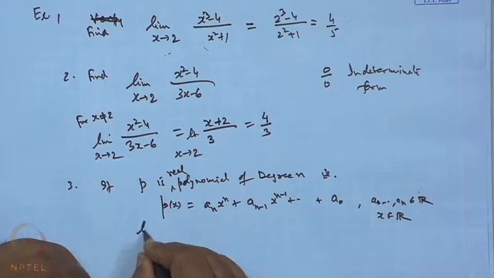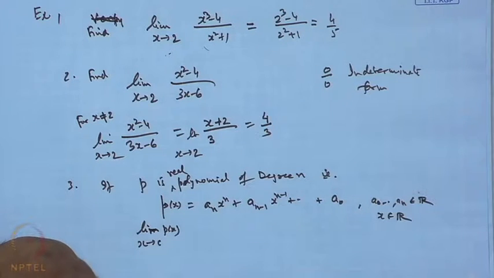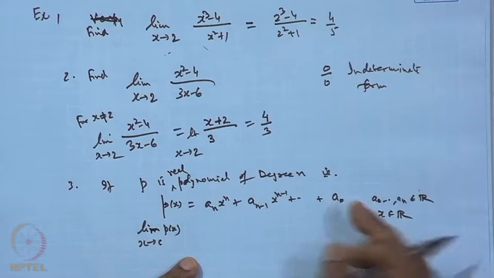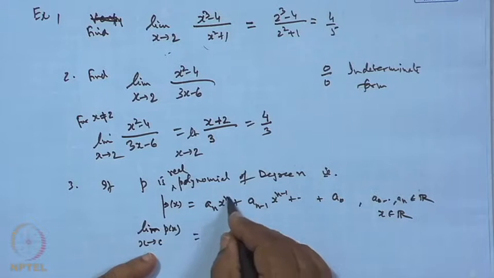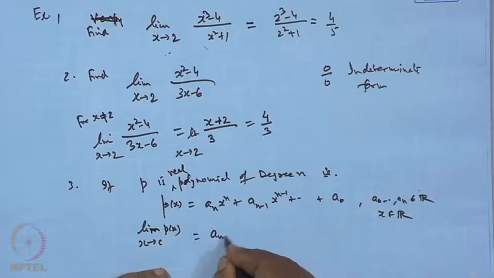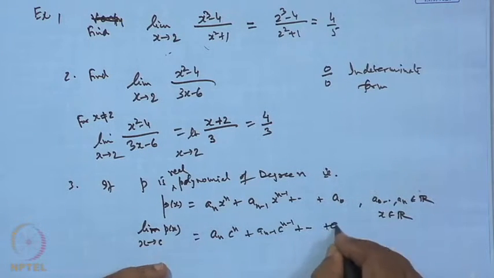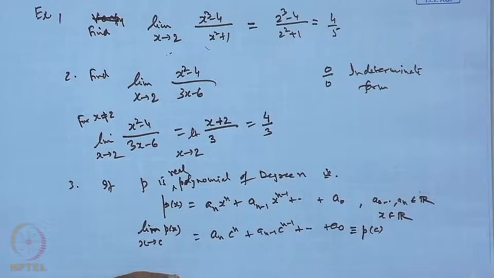If we are interested in computing the limit of this p x when x tends to c, then obviously, it is a sum of these functions, because each one is a function. So, when you take the limit as x tends to c, x to the power n will go to c to the power n. So, it will come out to be a n c to the power n plus a n minus 1 c to the power n minus 1 plus ... plus a naught, which is equivalent to the polynomial p at the point c, a constant p c. So, the limit of the polynomial p x when x tends to c is this.